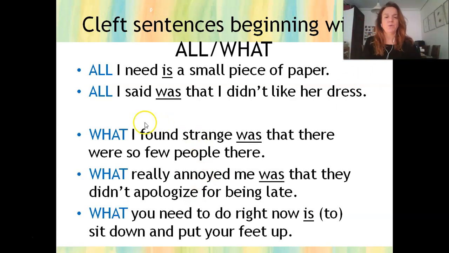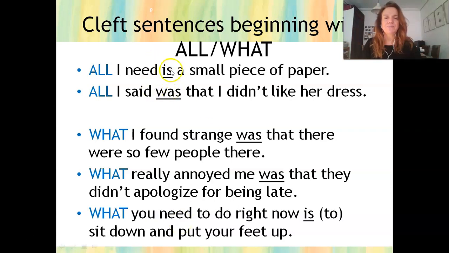And same with what. What I found strange was that there were so few people there. So the sentence would be, I found it strange that there were so few people there. But if we want to place emphasis on the fact that I found it strange that there were so few people there, what do we say? What I found strange was that there were so few people there. Or, what really annoyed me was that they didn't apologize for being late. Or, what you need to do right now is sit down and put your feet up.